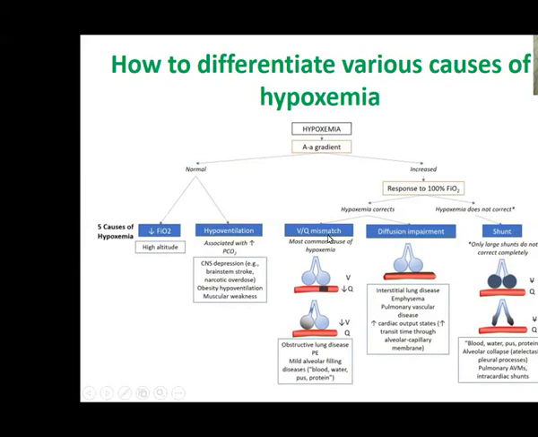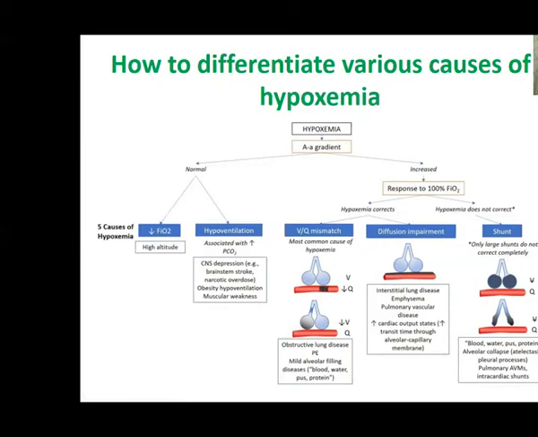VQ mismatch, as I told you, is the minor form of shunting. So for instance, this is the alveoli. There can be two possibilities. Ventilation is normal, but the perfusion is reduced because there is a pulmonary embolism blocking the artery.